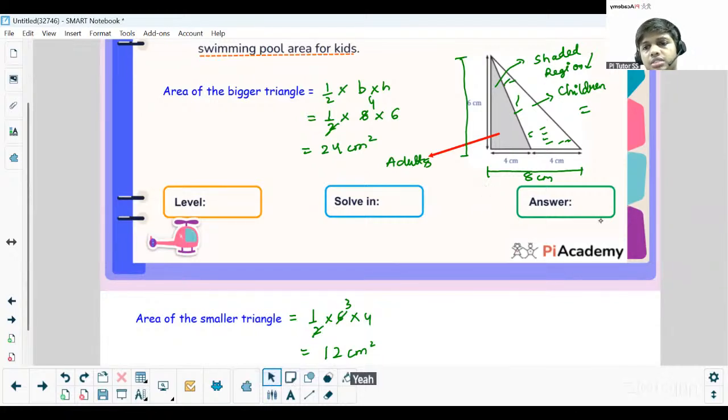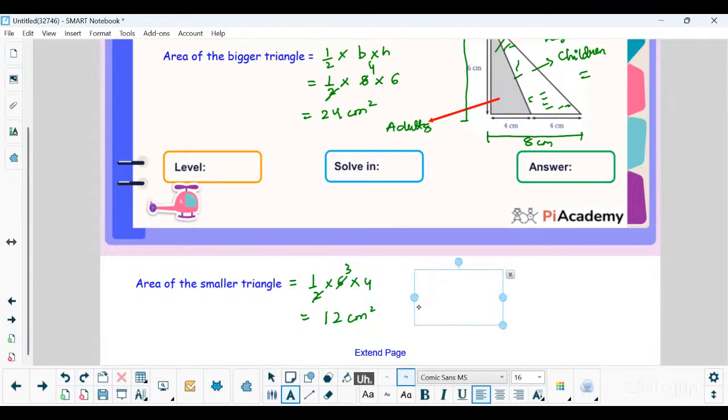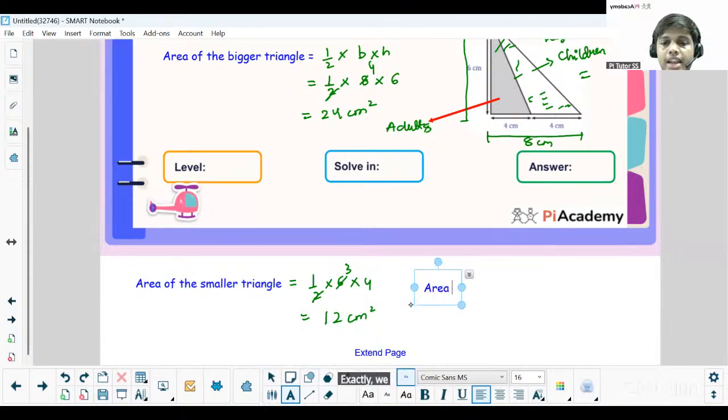Anyone else who would like to answer this? Yes, Farida? Would you subtract them? Exactly. We are going to subtract both of them to calculate the area of the kids' swimming pool area.